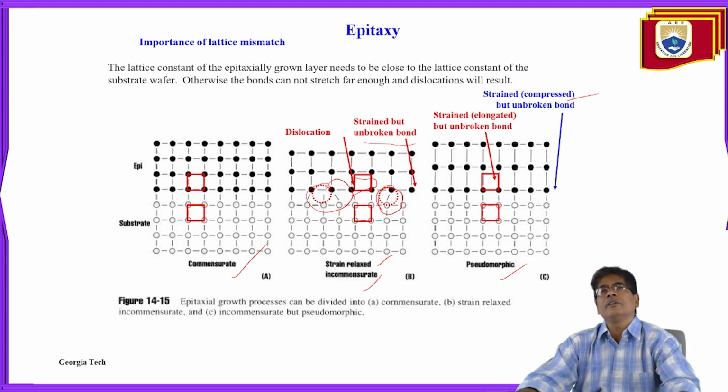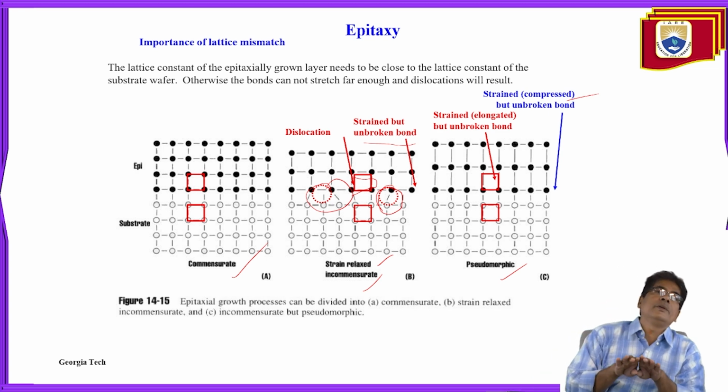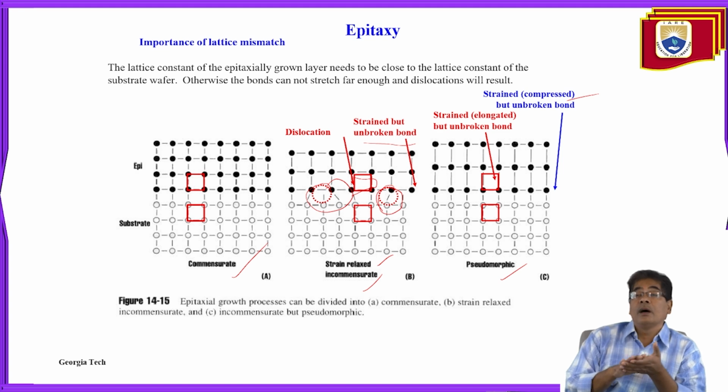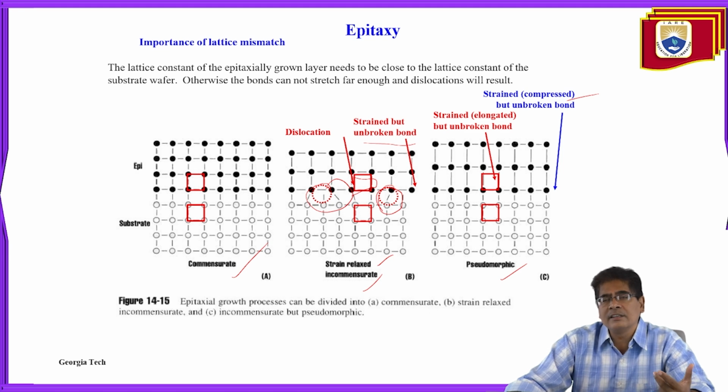That means they should interact. There should be a synchronization between the lattice constant of the material and the lattice constant of the substrate wafer. Otherwise, the bonds cannot stretch far enough, and there will be voids in the crystal. Voids in the sense that we can find certain dislocations.